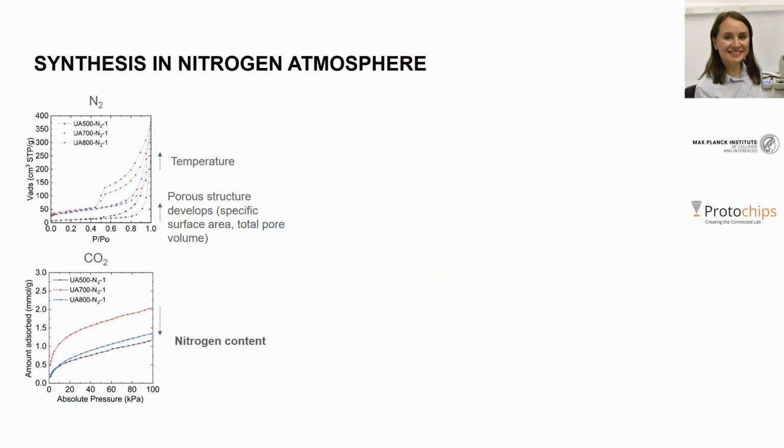An increase in nitrogen uptake of the samples synthesized at 700 and 800 degrees suggests that upon increasing the condensation temperature, porosity develops. Interestingly, despite similar absorption properties of the 700 and 800 materials, there is a very huge difference in their CO2 uptake. At 800 degrees, it decreases by 2 times. The reason for that might be a lower nitrogen content of the 800 sample. Indeed, the nitrogen content drops significantly when heating from 700 to 800 degrees, as you can see from the carbon to nitrogen ratio.